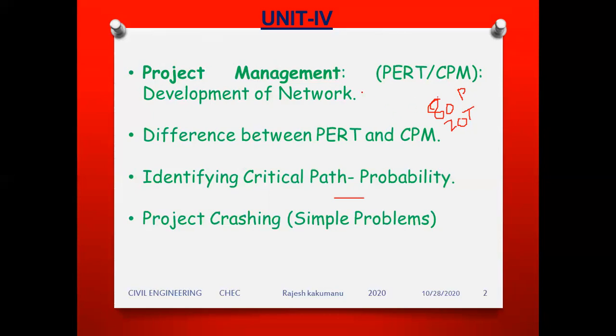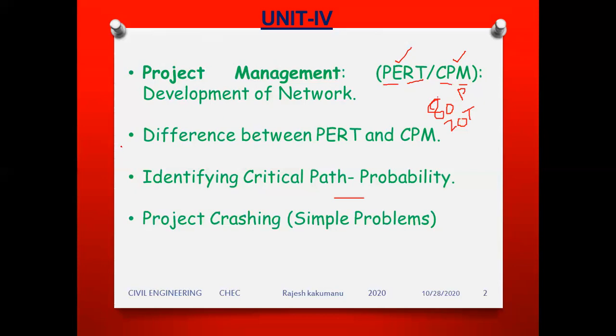For this we have two different types of network analysis: PERT and CPM. PERT means project evaluation and review technique. CPM means critical path method. So we have two categories to solve the problem, but there are some differences between these two.